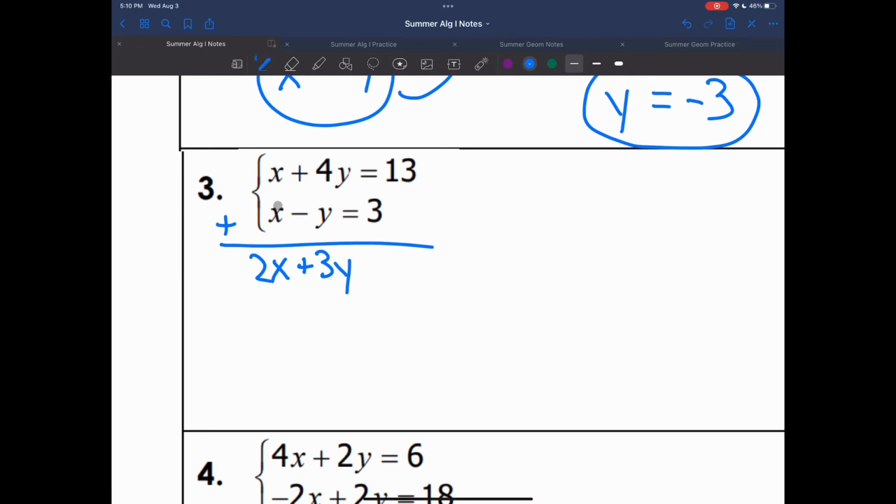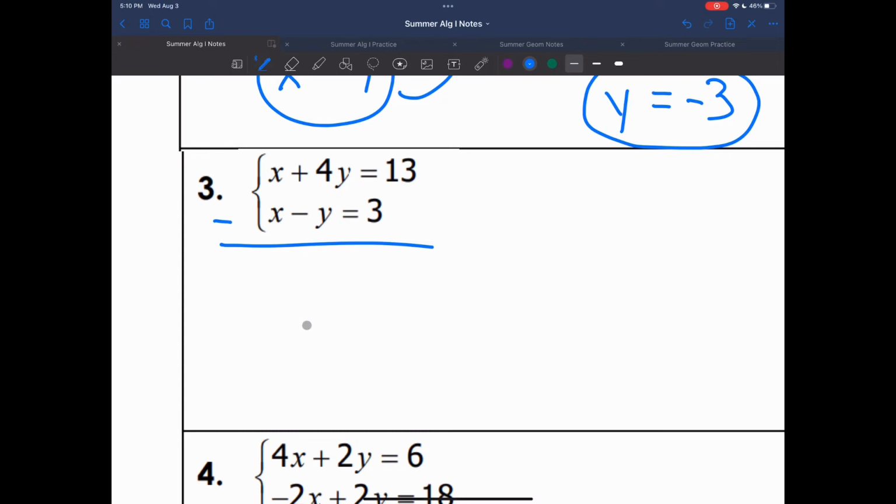And when I say nothing, I mean one of the variables. It didn't get eliminated, and that's not good. That means I need to readjust. So I'm going to erase this, and I'm going to erase this plus sign. This is going to be a case where addition doesn't work to eliminate your variable, so you want to try subtraction.